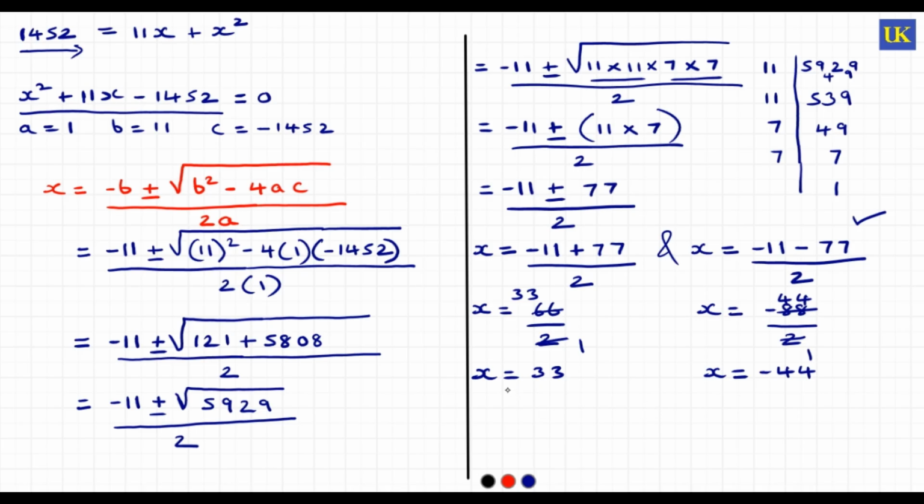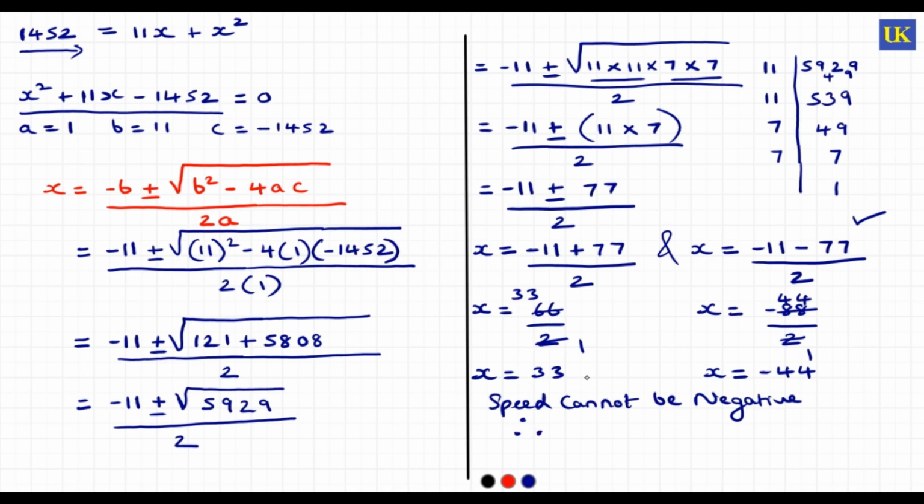Now x is what, guys? X is the speed of the passenger train, and speed cannot go in negative. So we will say here speed cannot be negative.